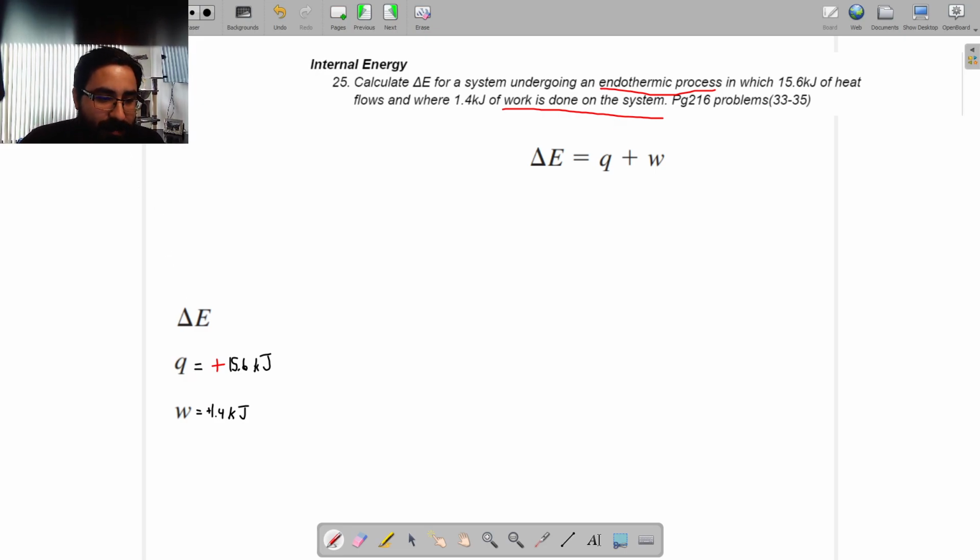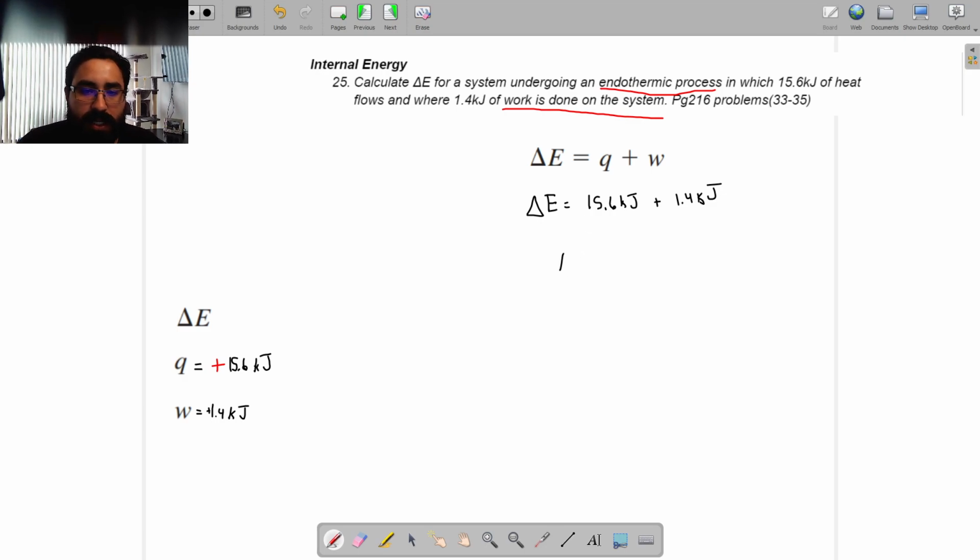It is positive, right? Remember that the positives and the negatives just have to do with direction. It is not a quantity. It's not more and it's not less. It is just the direction. It's a very important thing to understand. So our delta E is equal to a positive 15.6 kilojoules plus 1.4 kilojoules.